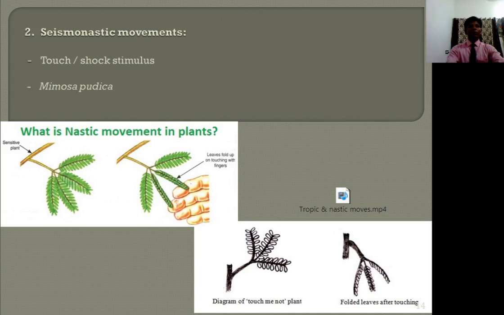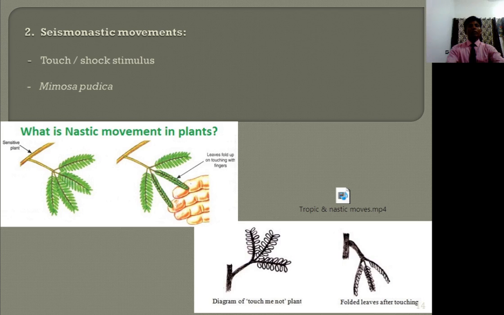Now we will see another type of nastic movements, seismonastic movements. Which movements are called seismonastic movements? The nastic movements which occur in response to touch or shock stimulus are called seismonastic movements. These movements are commonly seen in Mimosa pudica plant, or Mimosa pudica is the best example for the seismonastic movement. How are the movements seen in this plant? When we touch any one leaflet, then the same stimulus or the same message moves towards all the remaining leaflets. Then finally all the leaflets get closed, and this whole process takes place within a few seconds.